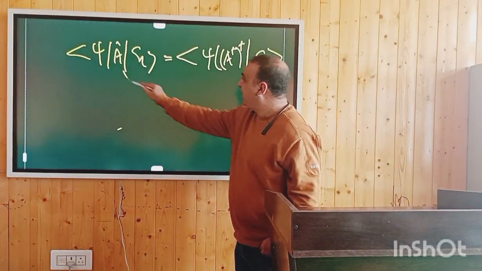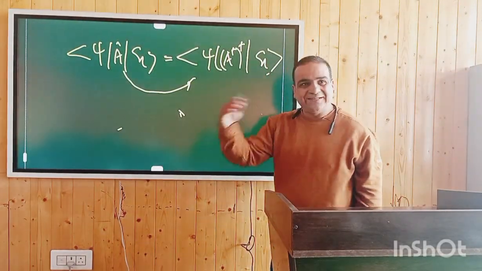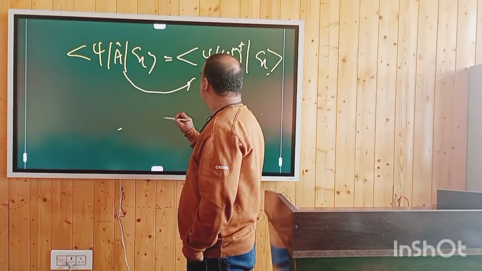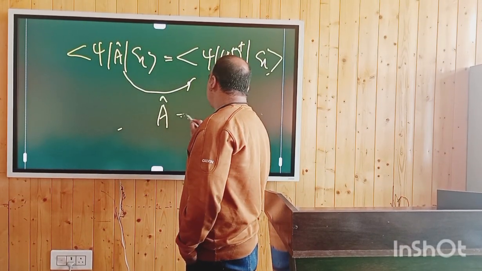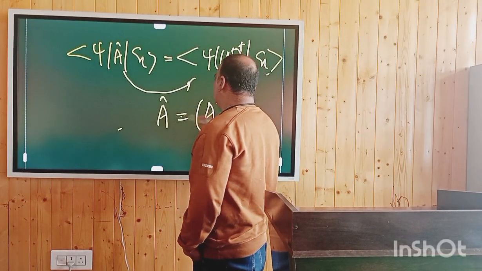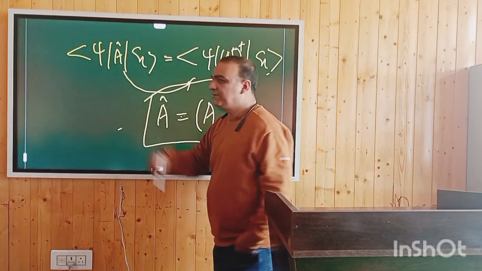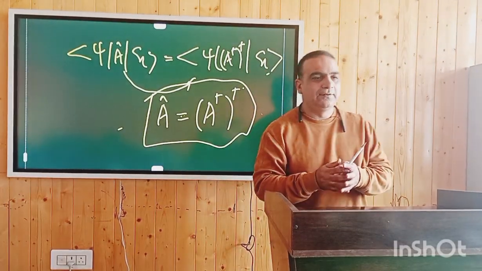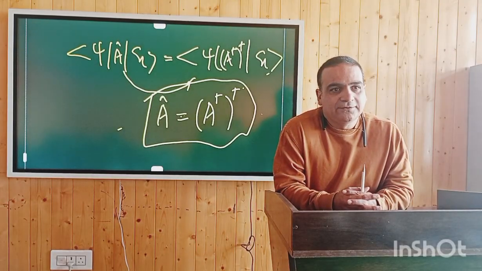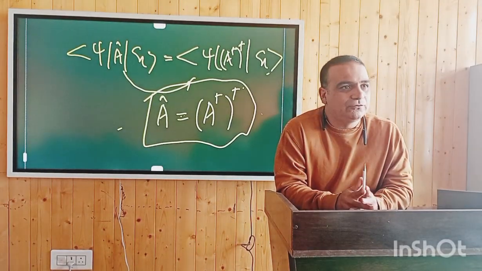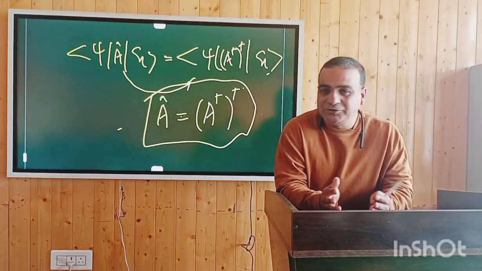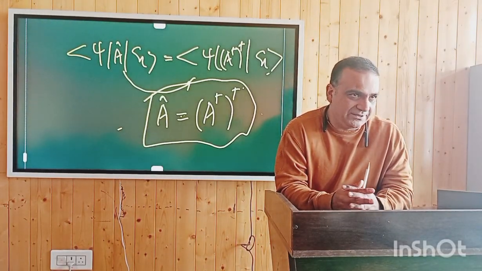Now, you can compare these two equations. The kets are the same, the bras are the same, so the operators in between must be the same. That means A cap must be equal to A dagger raised to dagger. Is this clear? Maybe I committed some mistake. You can rectify it yourself, okay? So this is the way that you have to manipulate these vectors in order to obtain some of the important relations of Hermitian operators, right?